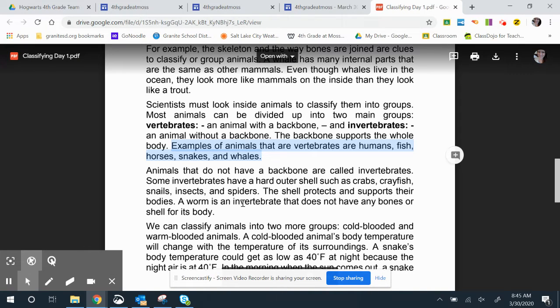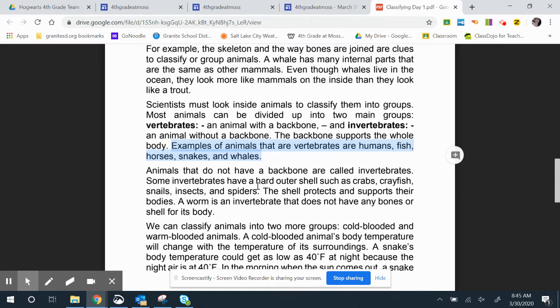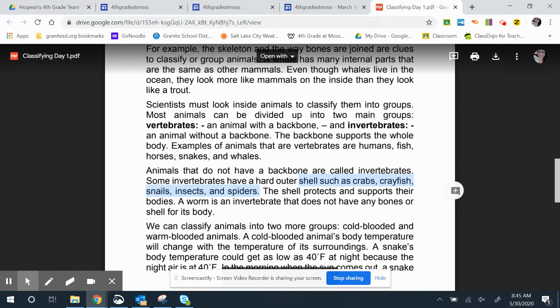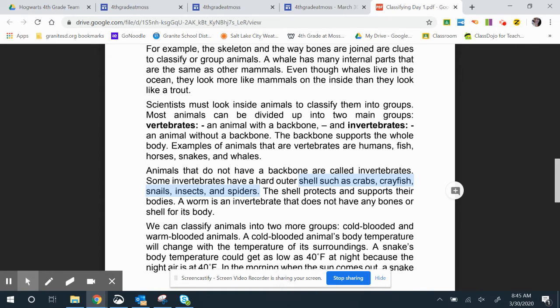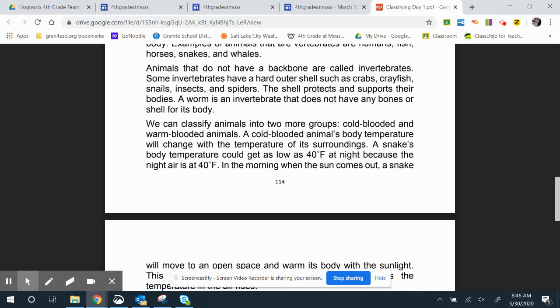Animals that do not have a backbone are called invertebrates. Some invertebrates have a hard outer shell, such as crabs, crayfish, snails, insects, and spiders. Gross. The shell protects and supports their body. So you think of a snail, it doesn't really have a backbone, but it is protected by a shell. So it's kind of interesting. A worm is an invertebrate that does not have any bones or a shell for its body. So because it doesn't have any backbone, it's considered an invertebrate.